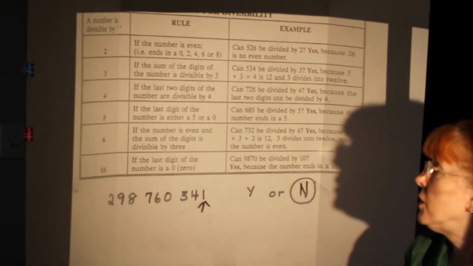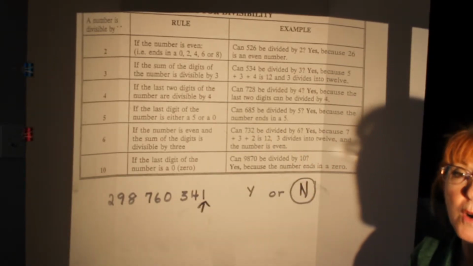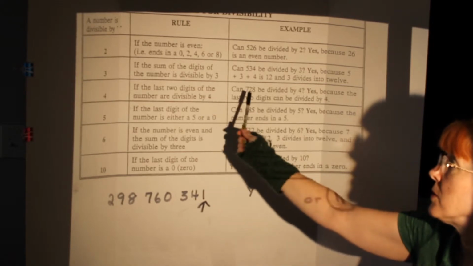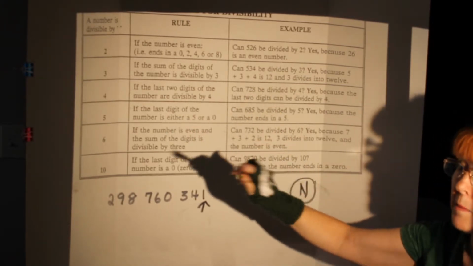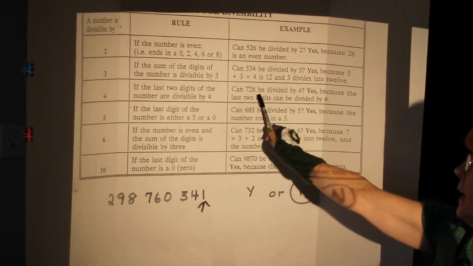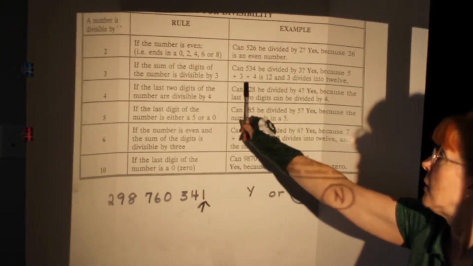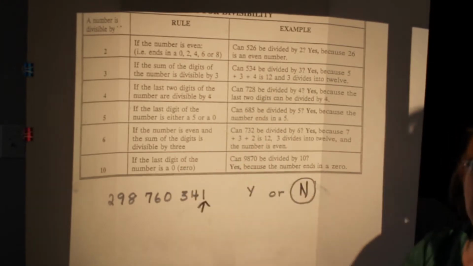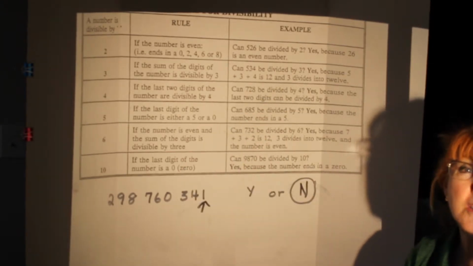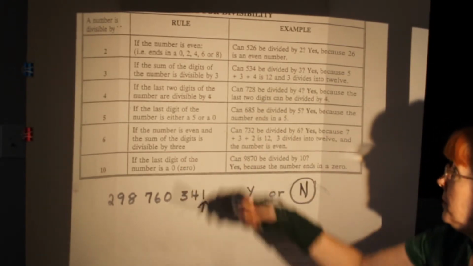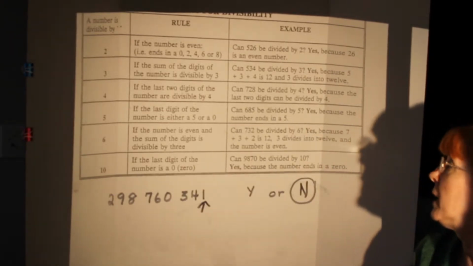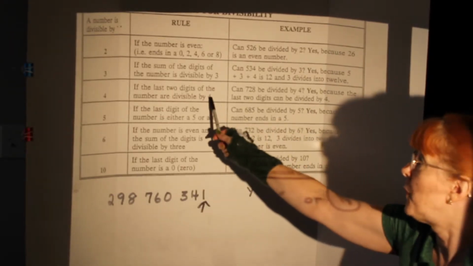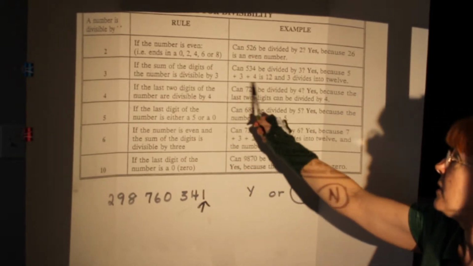4: if the last 2 digits of the number are divisible by 4. So again, it doesn't matter how long the number is. Look at the last 2 digits. Can you divide 4 into that number? 728. Well, don't even worry about the 7. All we want is the last 2 digits. Will 4 divide evenly into 28? Yes, it will. 4 into 28 goes 7 times, so therefore 4 will divide evenly into this whole number.